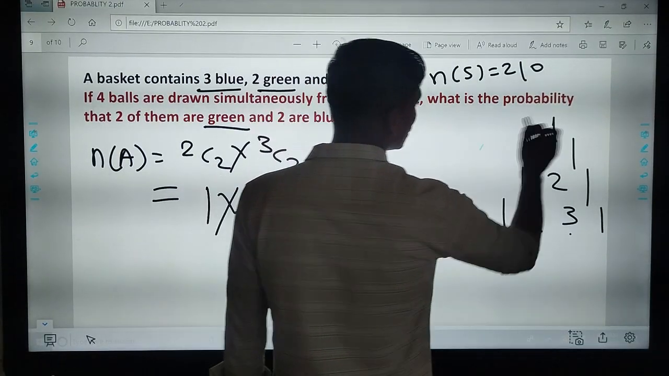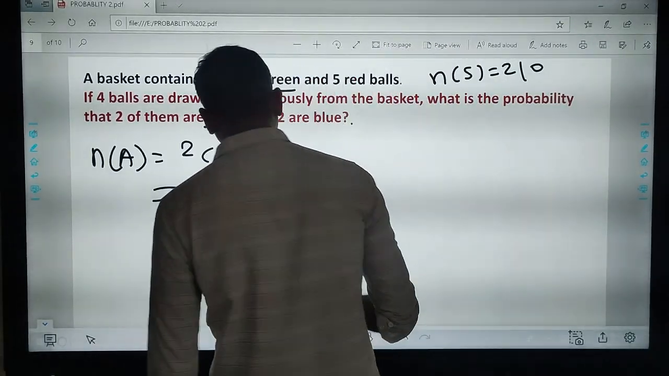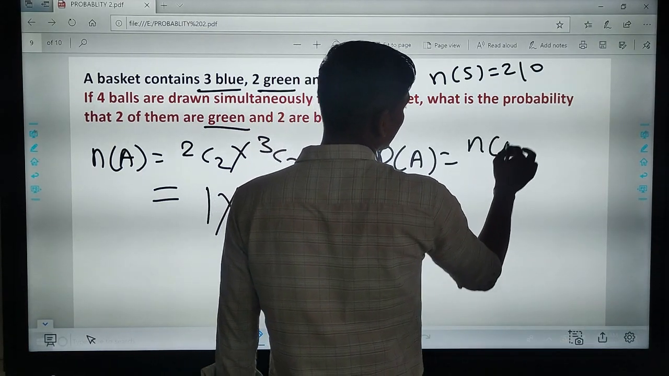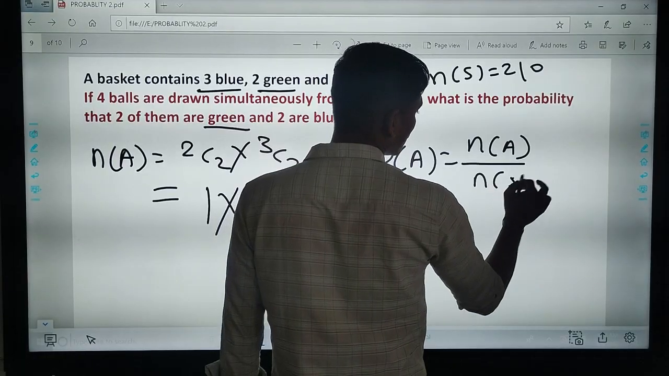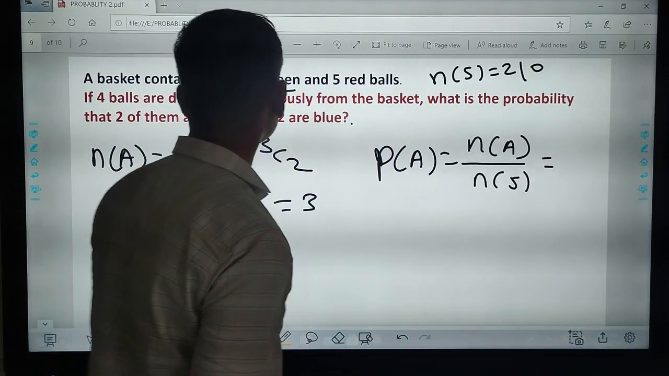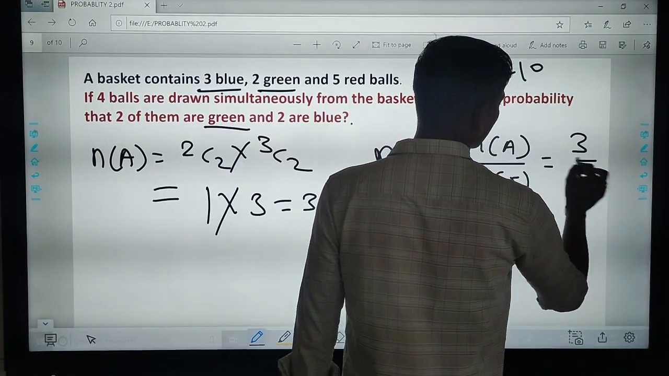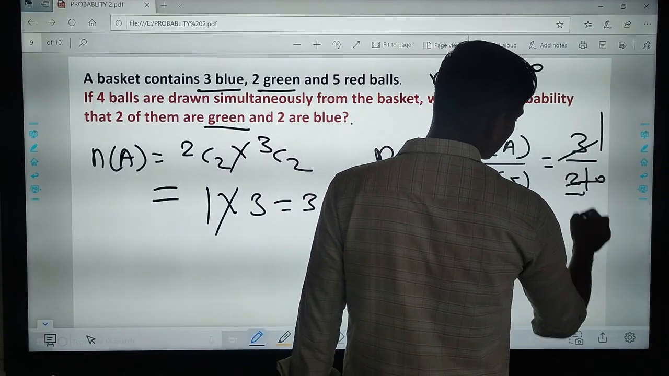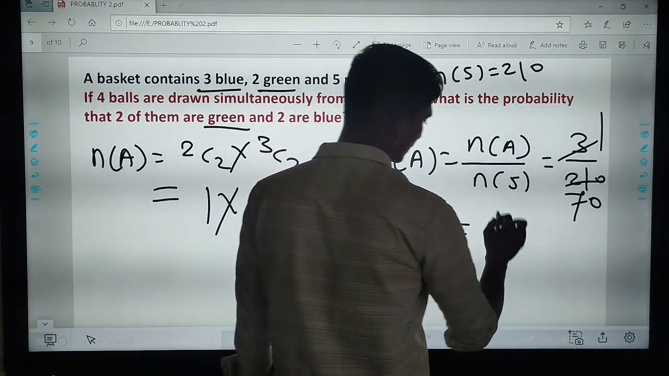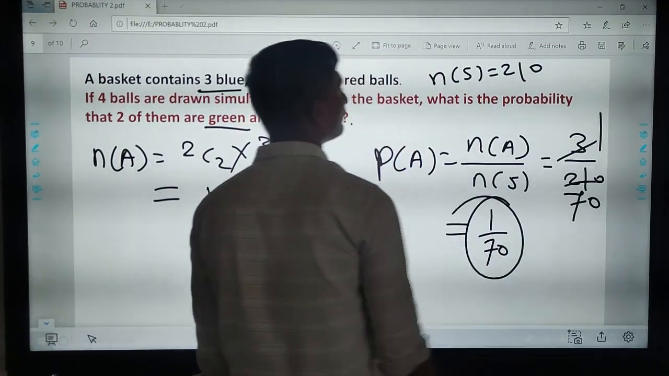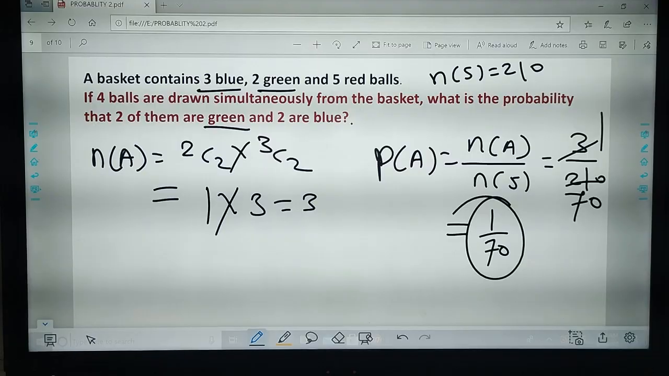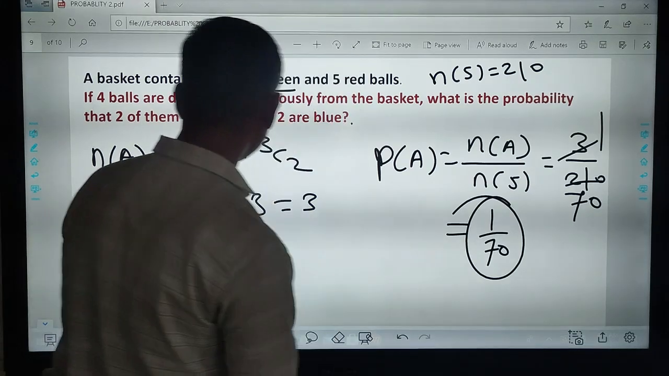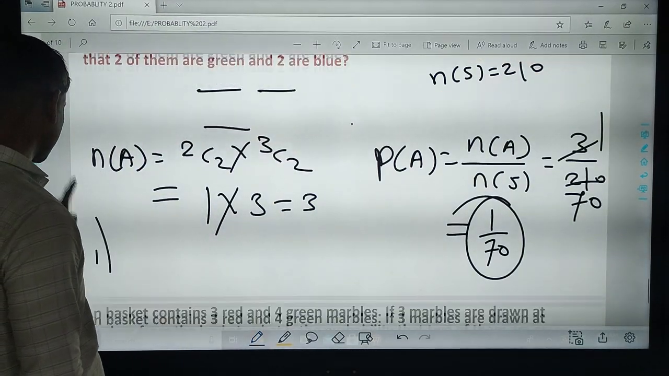Now here we find the probability. Then P of A is equal to n of A divided by n of S. Here n of A is equal to 3 and n of S is equal to 210. Then your probability is 3 1s are 3, 3 7s are 21, then 1 upon 70. The probability that 2 of them are green and 2 of them are blue is 1 divided by 70. This is your answer.